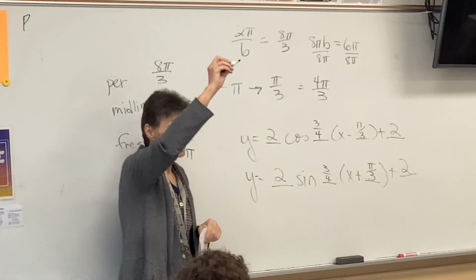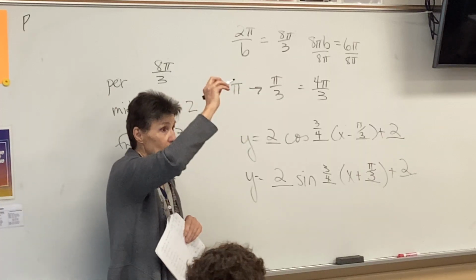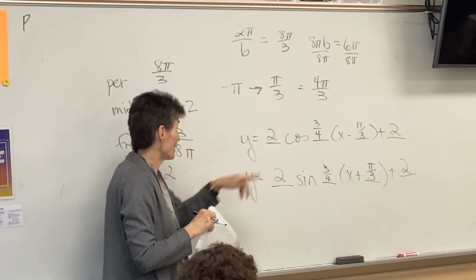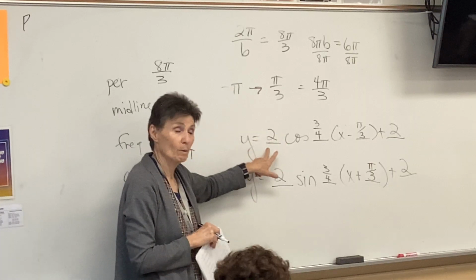And if you're starting at the top, this is going to be positive because that's a positive cosine. If you start at the bottom, you'd have to put a negative out here because that's upside down.